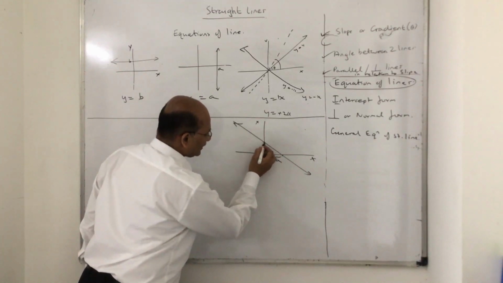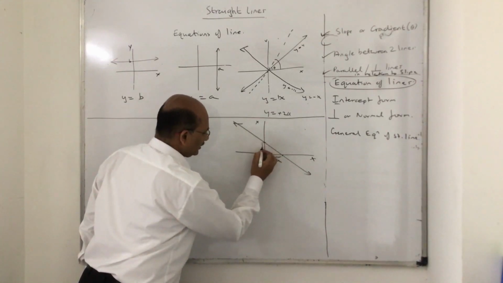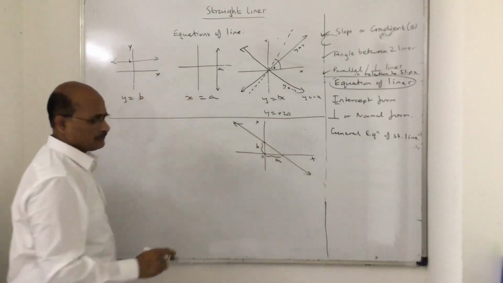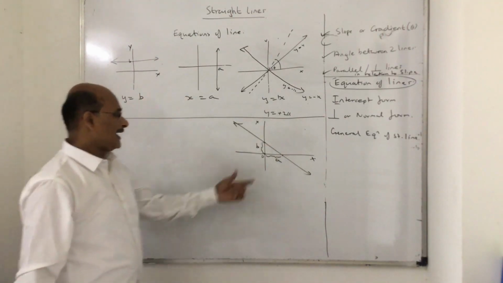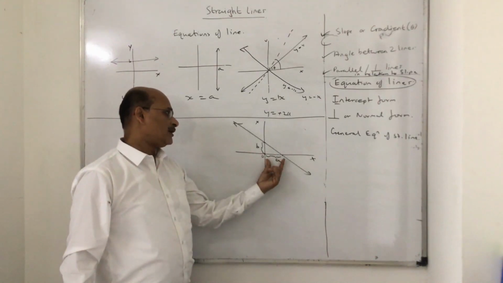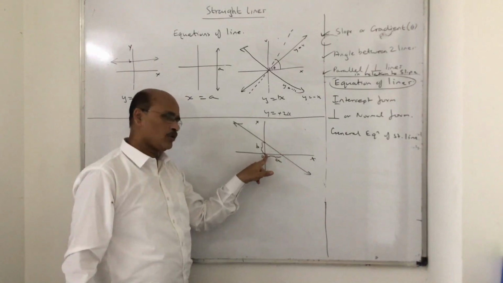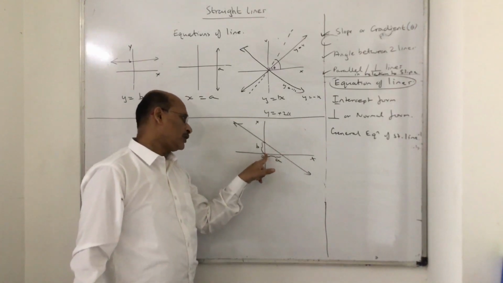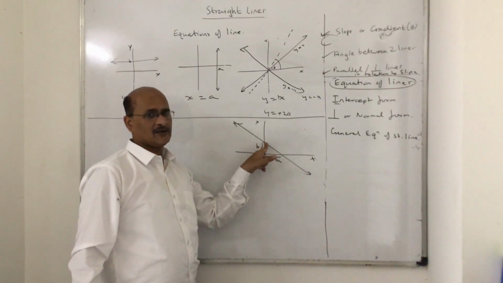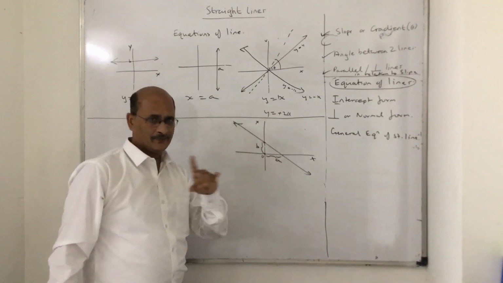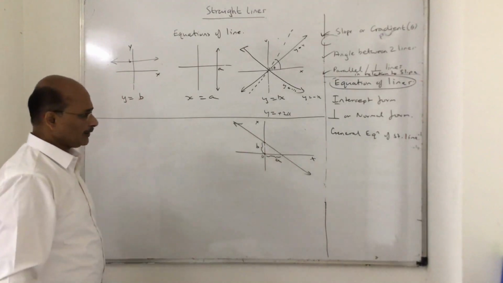Similarly, this line cuts the y-axis over here. So this distance is called the y-intercept, and I can denote it as b. So what is the x-intercept? It is the distance from the intersection point on the x-axis to the origin. Similarly, it is from the origin to the point where it intersects the y-axis, called the y-intercept. So this is the x-intercept, this is the y-intercept. Keep that in mind.